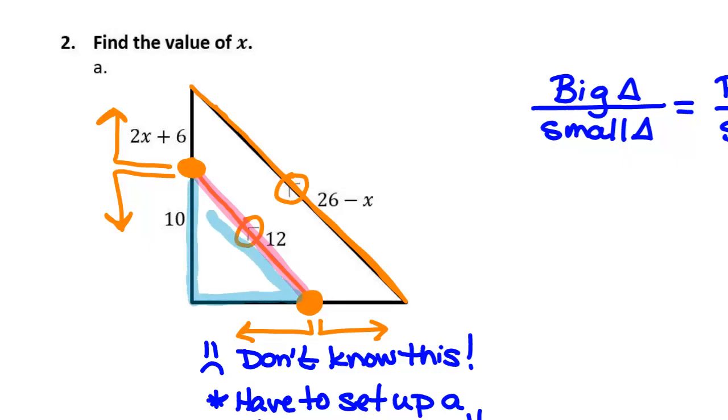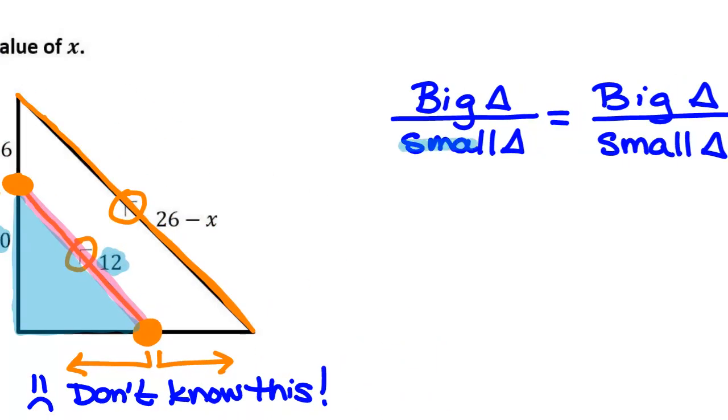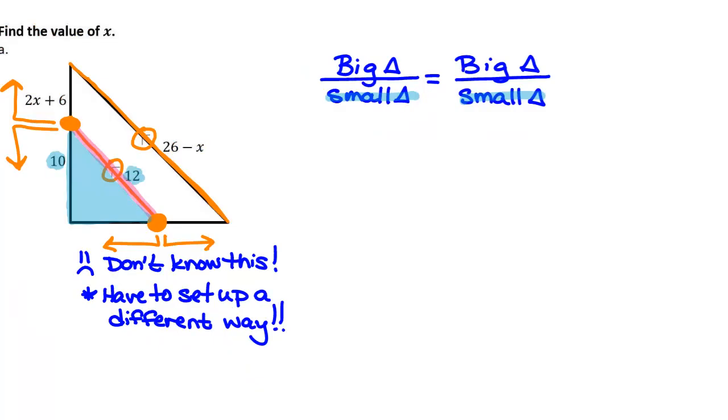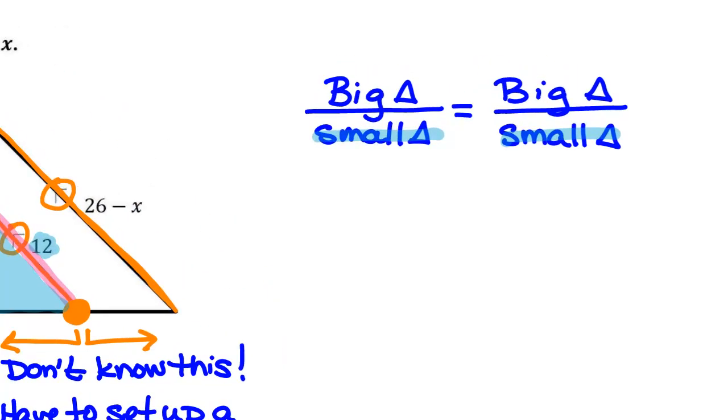Here's my small triangle. How many sides on the small triangle do we know? We know 2. I know a side that's 10, and I know a side that's 12. Those have to be my denominators, because my small triangle is going to go in the bottom. Now, before we get too deep into this problem, you could do small over big, small over big. It doesn't have to be big on top, but your 2 fractions have to be set up the same way. So if I do big triangle on top in one, I have to do big triangle on top in the other. All right, so let's look at these 2 fractions here.